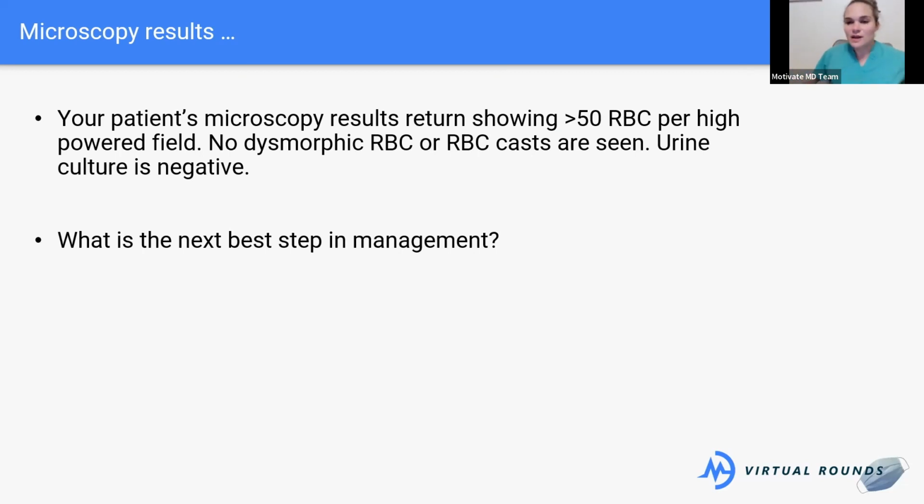So essentially under the microscope, they're seeing a ton of red blood cells in this guy's urine. They don't see any dysmorphic red blood cells or red blood cell casts, and the culture is negative. Before we go to the next question, let me ask you, do you think this is a kidney problem or a non-glomerular problem?